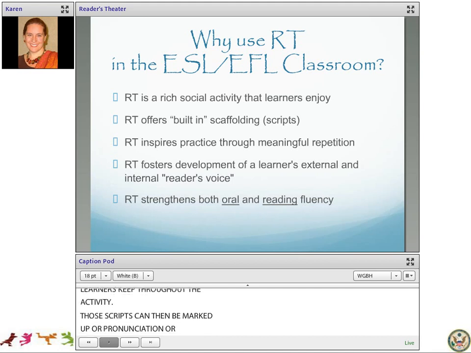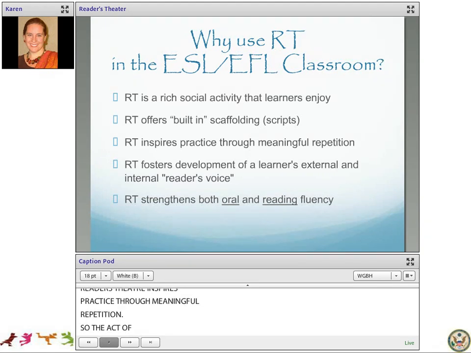Reader's theater inspires practice through meaningful repetition. So the act of rehearsing is a built-in repetition. Instead of having to repeat something over and over monotonously, you're really aiming toward a performance grade delivery of the script. And in the process of doing that, learners work on those lines multiple times, more times than they even realize, thereby gaining very valuable practice.